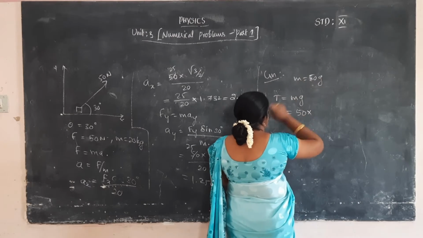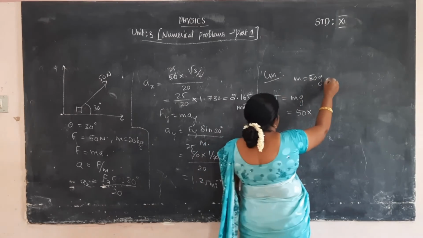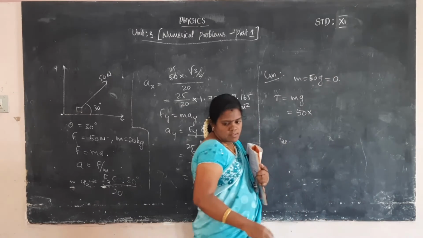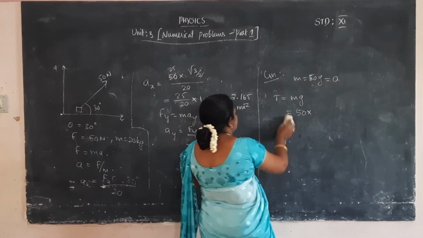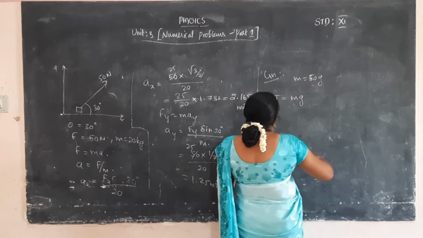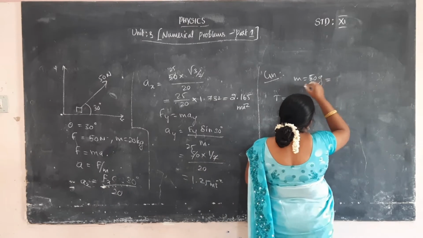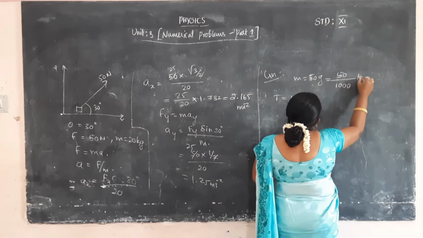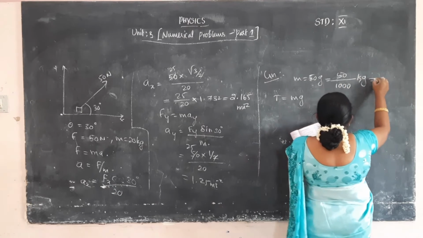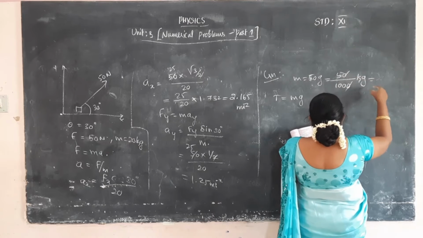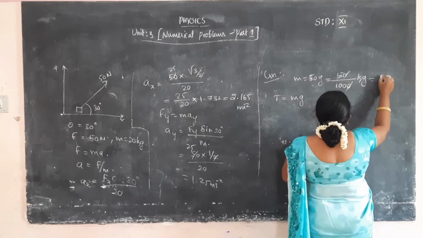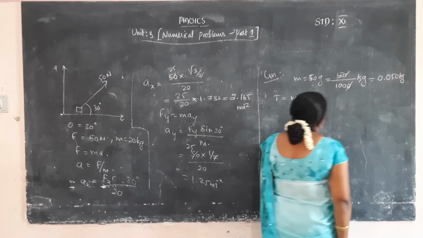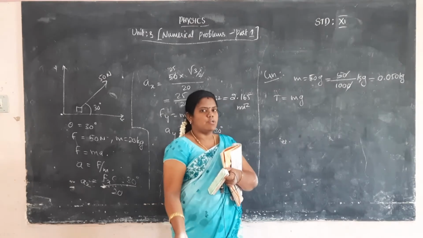The 50 gram, we want to convert into kilogram. So how to convert into kilogram? Gram is converted into kilogram by multiplying by 10 power minus 3, or dividing by 1000. So 50 by 1000 kilogram is equal to 5 by 100, that is 0.050 kilogram.